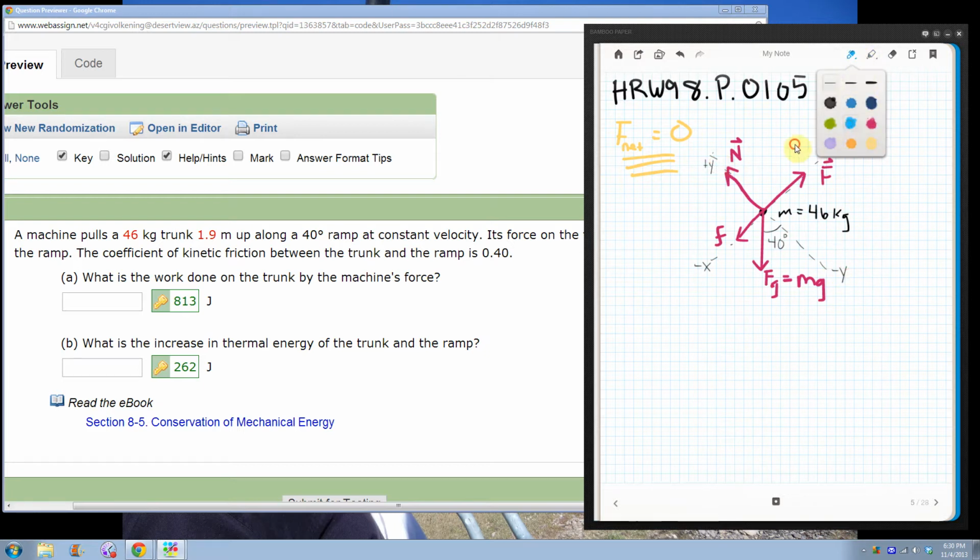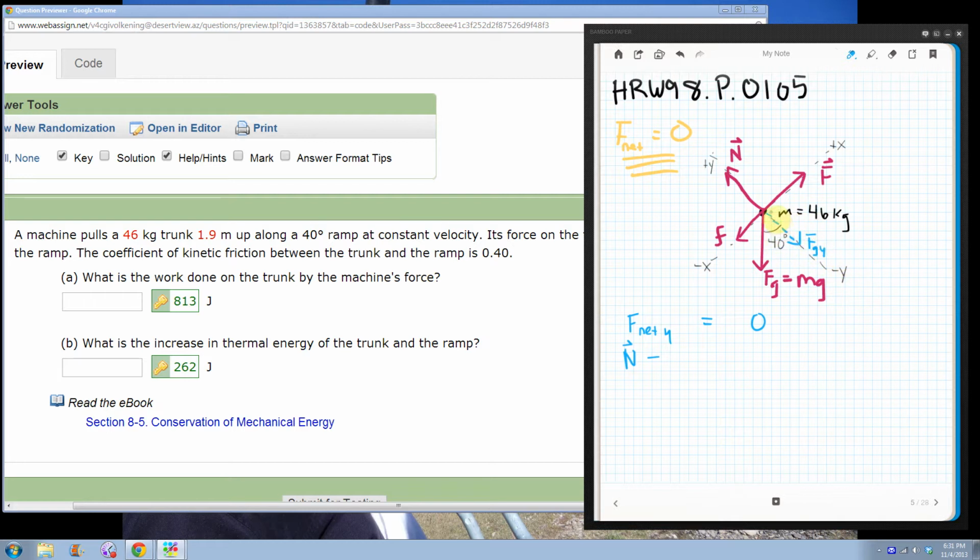Okie dokie. So in the y direction, I've got F net in the y direction equals, well, I know it equals 0, so I'm just going to put that 0. Well, F net in the y direction, I've got N, the normal force, pointing up, minus... neither of these others point down at all. And the force of gravity points in the y direction a little bit, but not all of it. So we have to find Fg in the y direction.